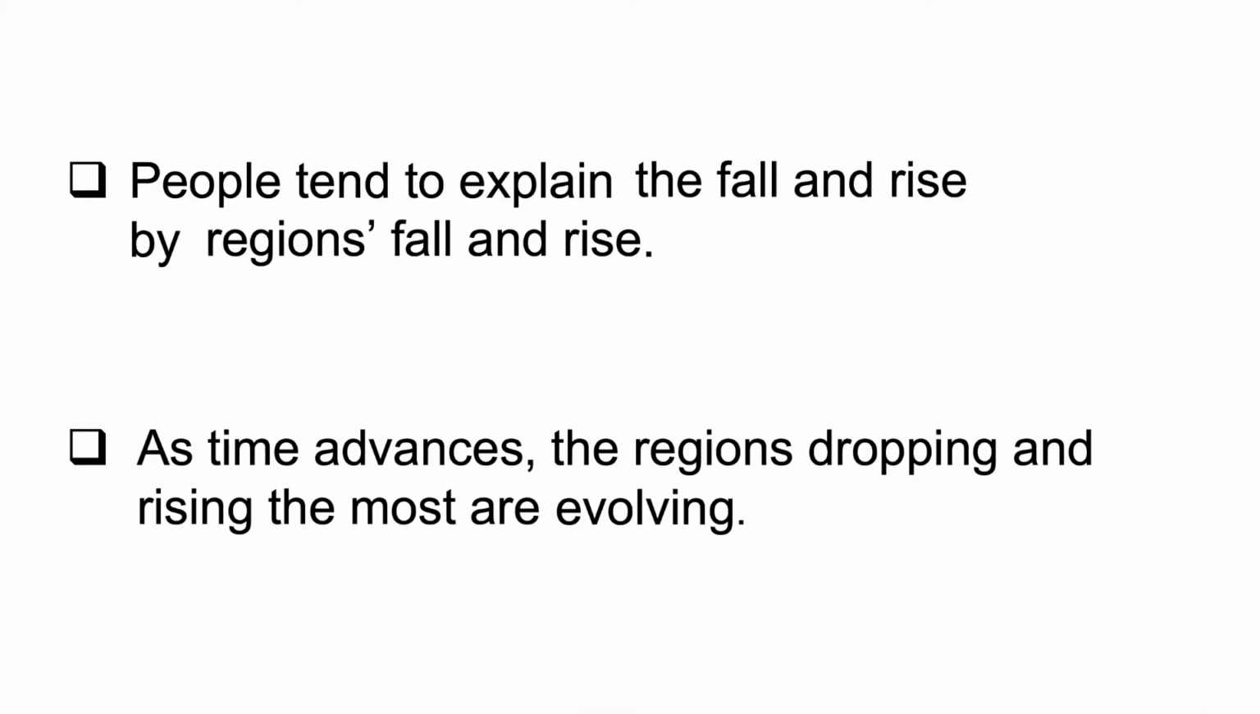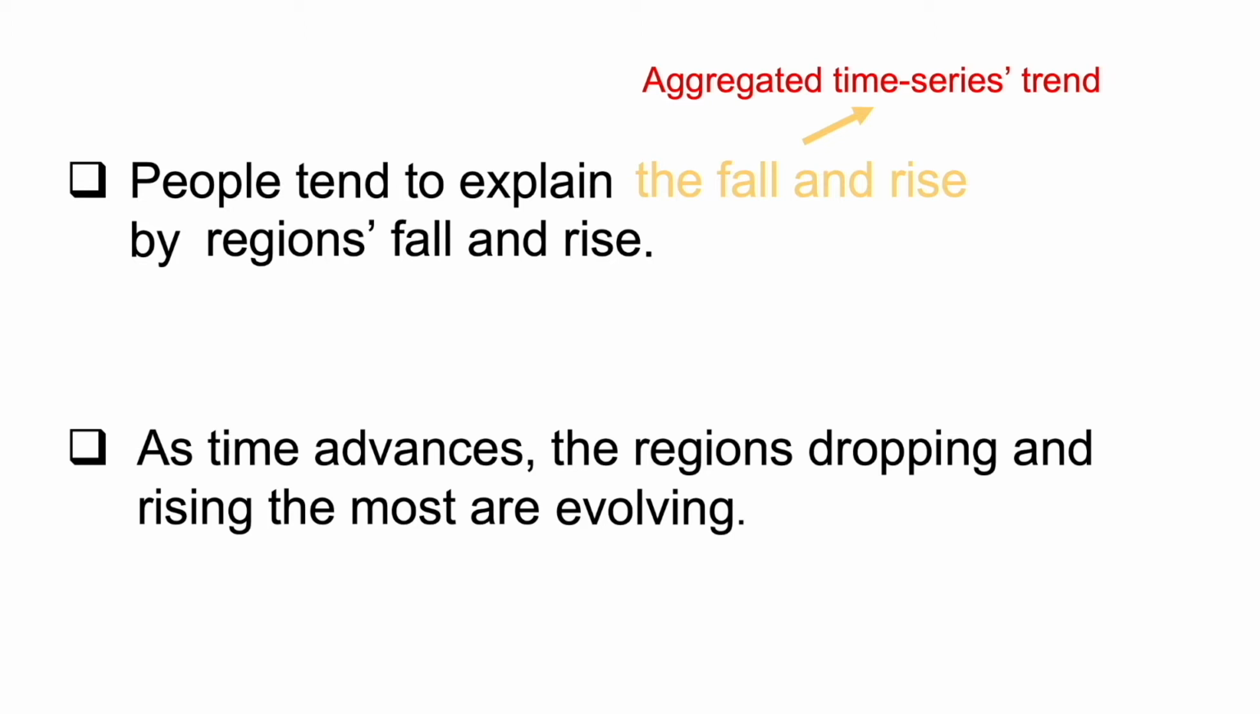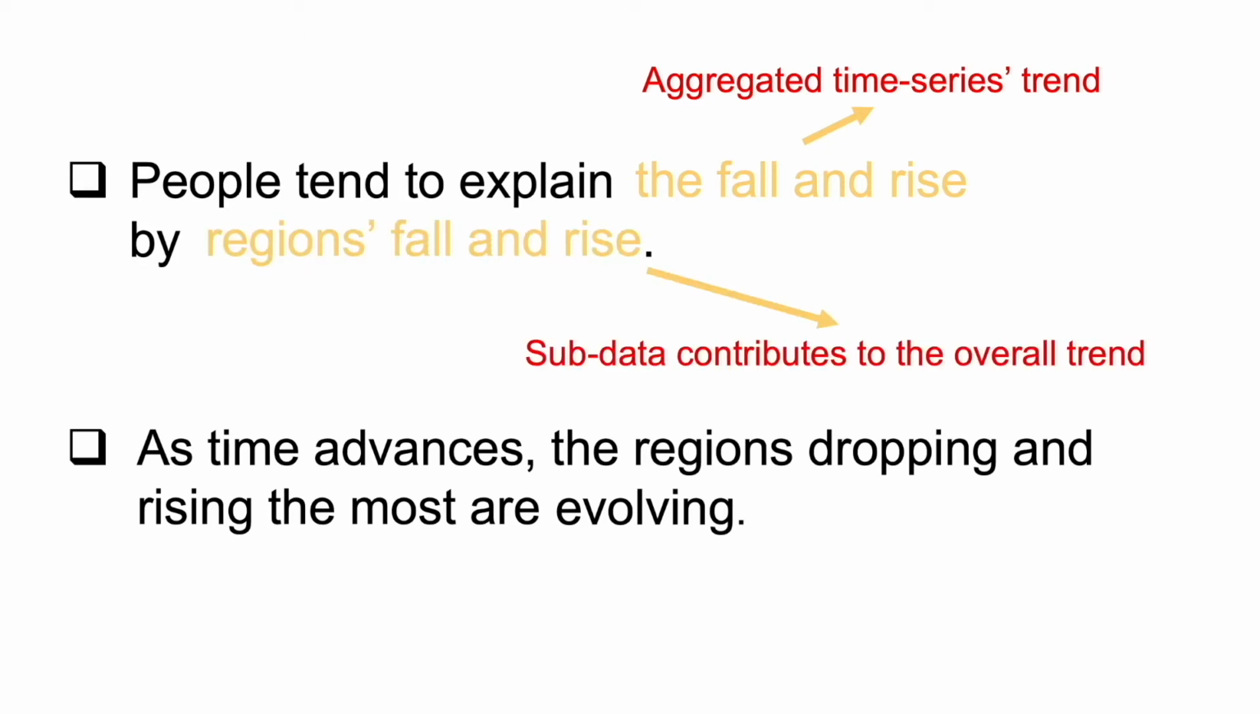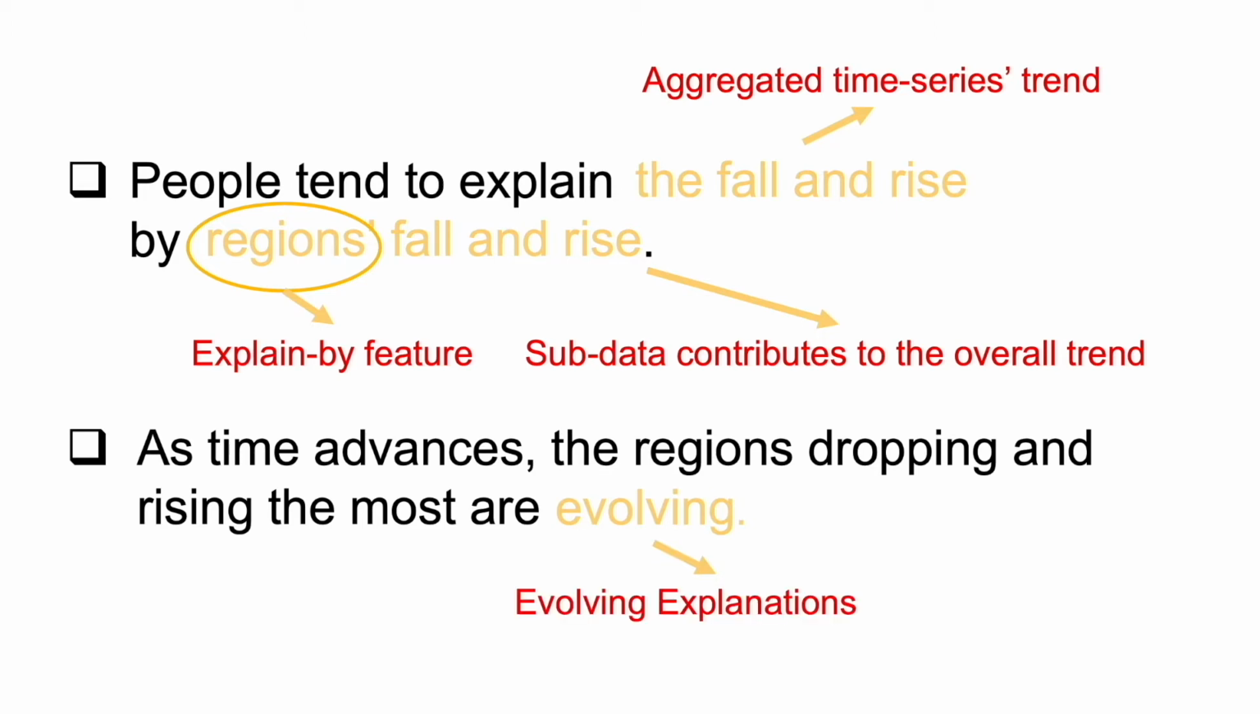In summary, we can see people tend to explain the fall and rise of COVID-19 by regions' fall and rise. In abstract, COVID-19 case fall and rise represents an aggregated time series trend, and the regions' rise and fall represents the subdata that contributes to the overall trend. Region can thus be considered as an explain-by feature. Furthermore, we notice that as time advances, the regions dropping and rising the most are evolving.